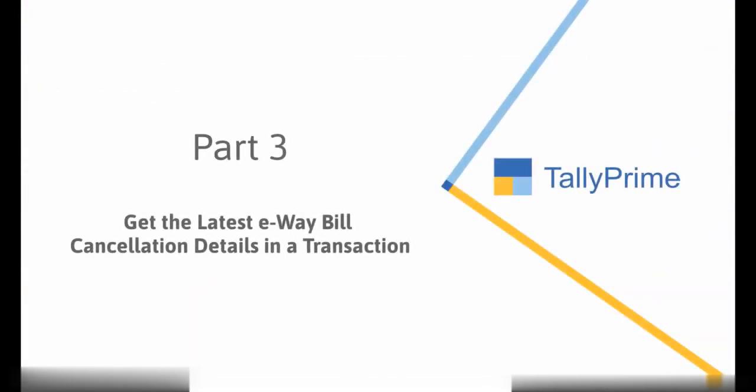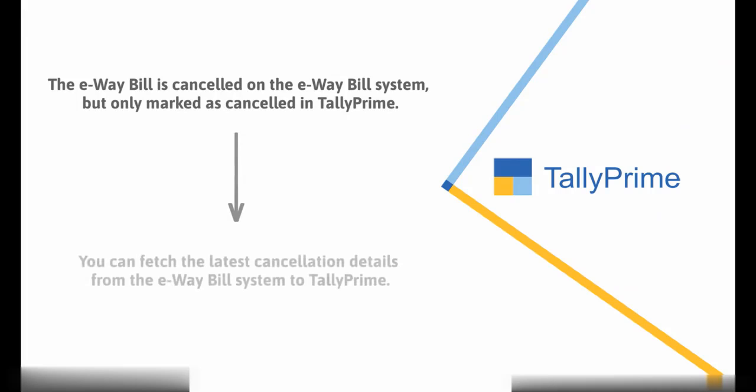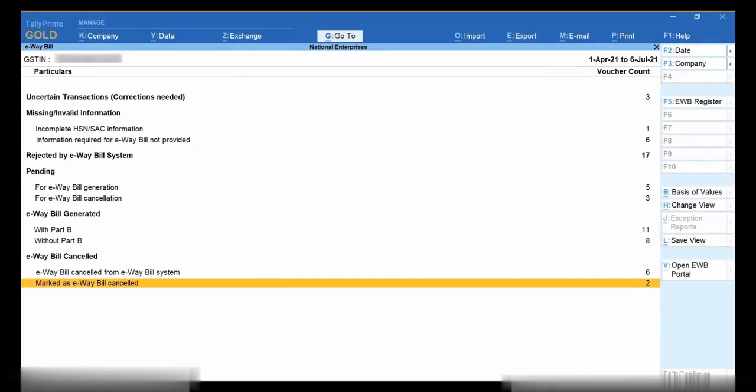Next, let's see how to get the latest cancellation details in a transaction. You may have cancelled E-way bill for a transaction on the E-way bill system and marked it as cancelled in Tally Prime. So, you will want to fetch the latest cancellation details from the E-way bill system to Tally Prime. You can use the Get EWB Information option to do so.